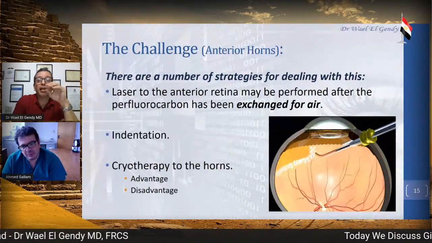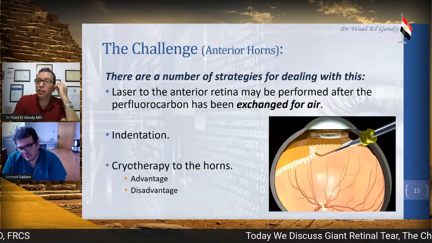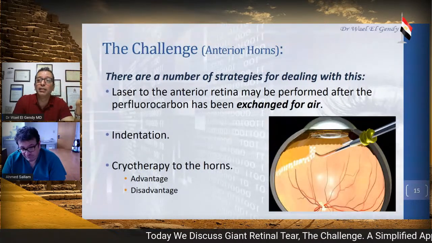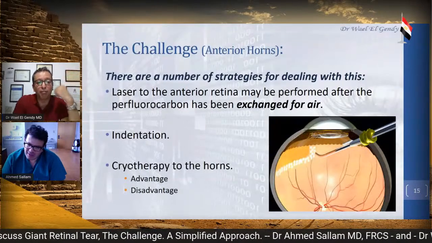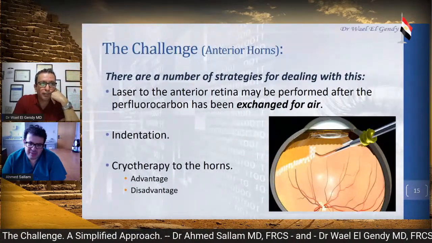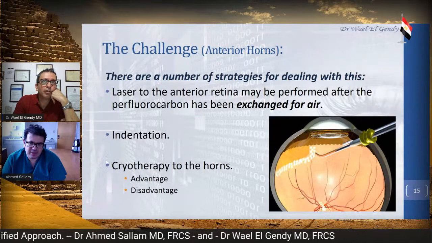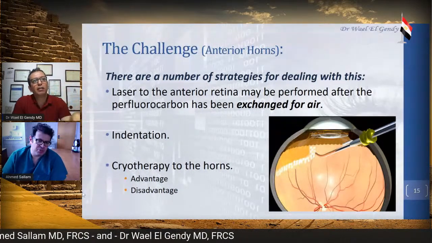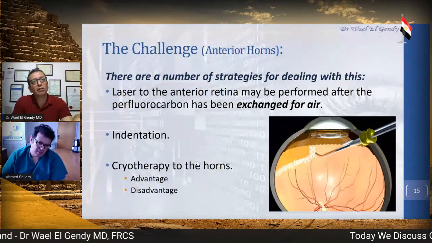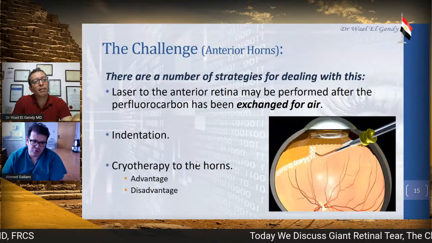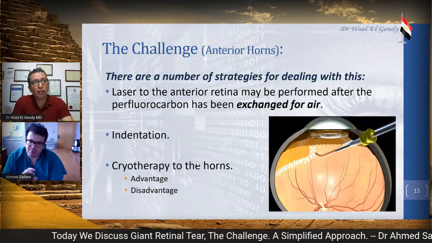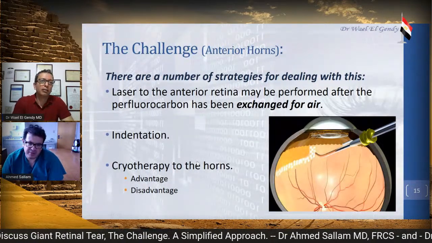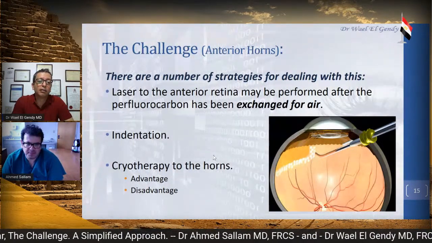You don't think that cryo next to the horn would induce dispersion of retinal pigment epithelium, and that would increase the risk? I think really very little. I think this is completely overplayed, but I wouldn't use cryo for the whole giant tear. I would just use it for a horn. It's like one ice ball on each side, and I think it would save the day.